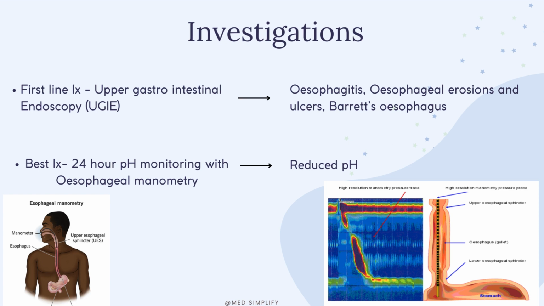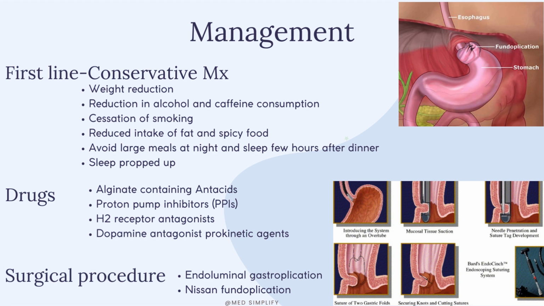Esophagitis, esophageal erosions and ulcers, and Barrett's esophagus can be seen in endoscopy. The best investigation is 24-hour pH monitoring with esophageal manometry. It will show reduced pH. The first-line management is conservative.